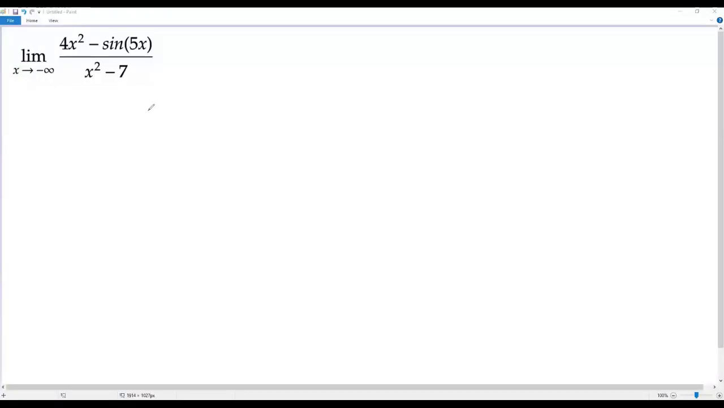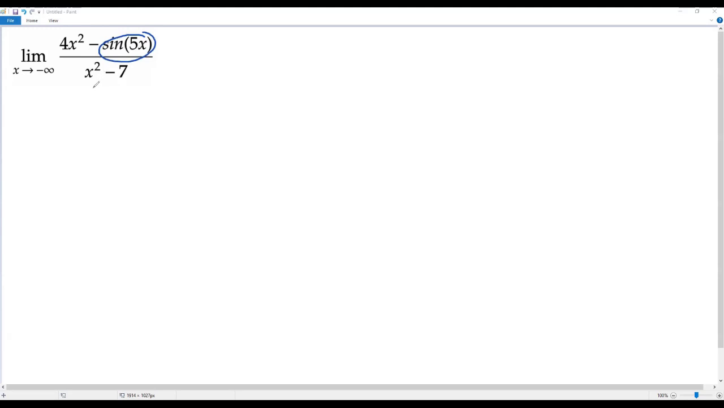Here we have a problem on evaluating a limit, that is, the limit as x tends to negative infinity of (4x² − sin 5x) over (x² − 7). It seems a little complicated to evaluate this limit because the variable x is going to negative infinity, and one more troubling thing is the sin 5x over here.